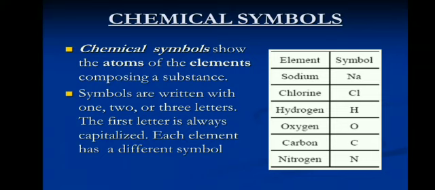Chemical symbols show the atoms of the elements composing a substance. Symbols are written with 1, 2, or 3 letters. The first letter is always capitalized. Each element has a different symbol. If it contains only one letter, it will be in capital, and if it contains two letters, the first letter is capitalized and the second letter is in lower case, that is, in small letters.